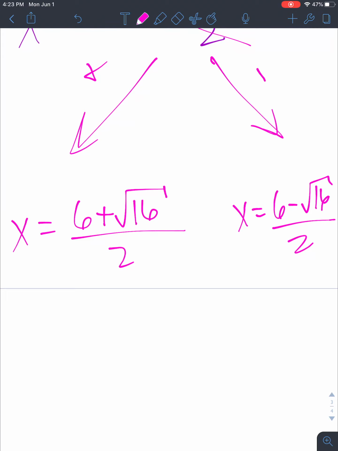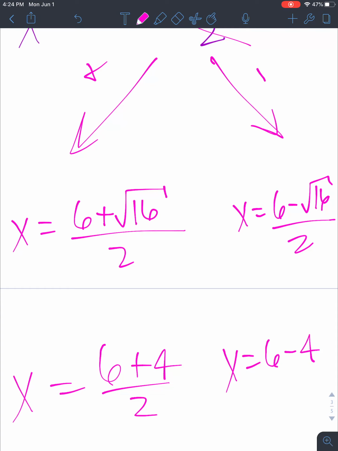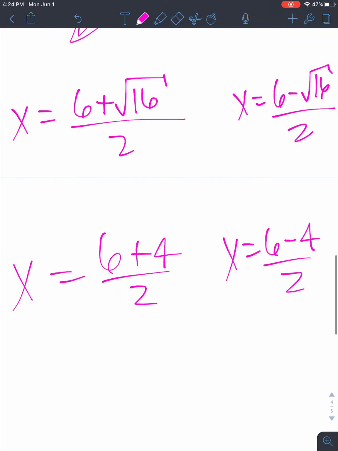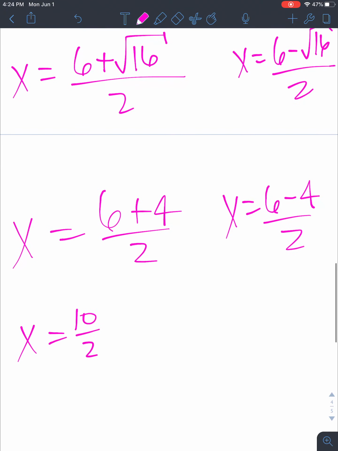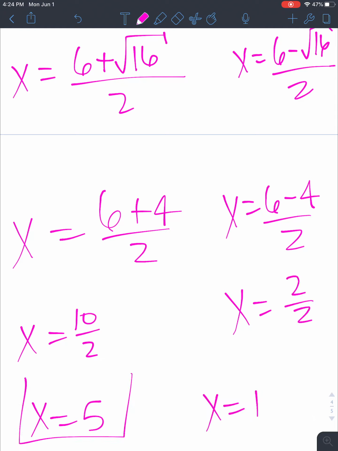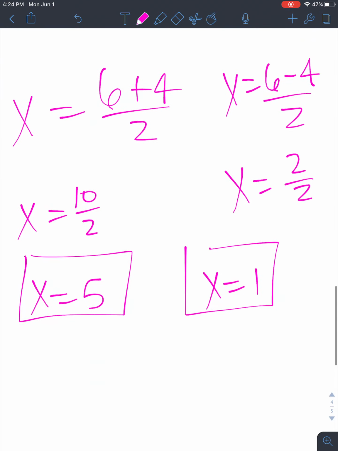So the square root of 16 is just 4. So we're left with 6 plus 4 over 2, and 6 minus 4 over 2. We know that 6 plus 4 is 10, so we have 10 over 2, which is just 5. And then 6 minus 4, well, that's just 2, and 2 over 2 is just 1. So your two solutions are that x equals 5 and x equals 1.